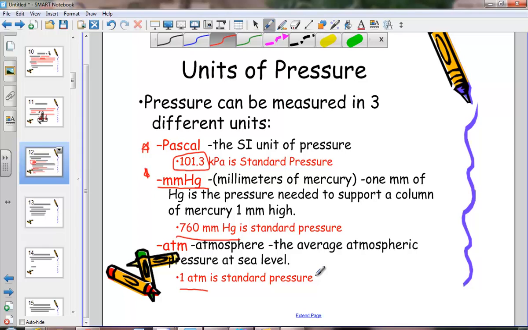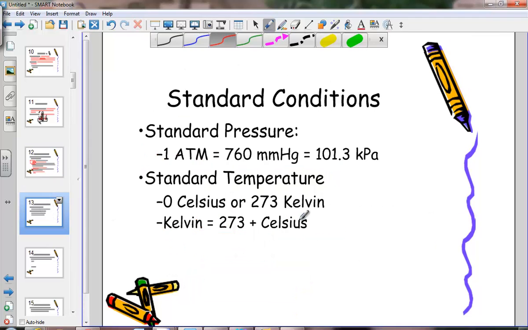We have to have the ability to convert from one pressure unit to another. 101.3 kPa is equivalent to saying 760 mmHg, which is equivalent to saying 1 ATM. 3 different ways to measure pressure depending upon the unit. And really converting between them is as easy as setting up a conversion factor, want over given. Our standard pressure units, again, equivalency is provided for us on this slide: 1 atmosphere, the same as 760 millimeters mercury, the same as 101.3 kilopascal.